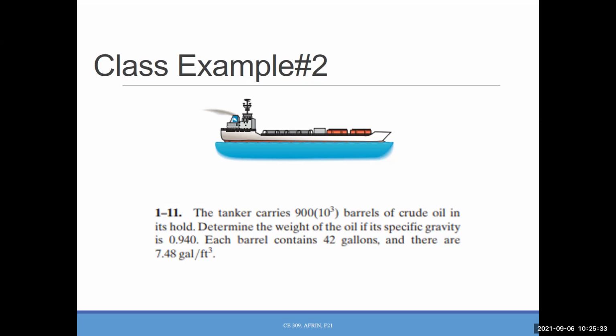What do we need to find? The weight. Weight of what? Yeah, weight of the crude oil, right? That's what we need to find.